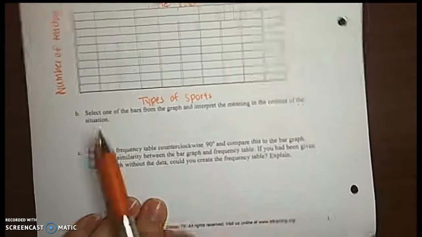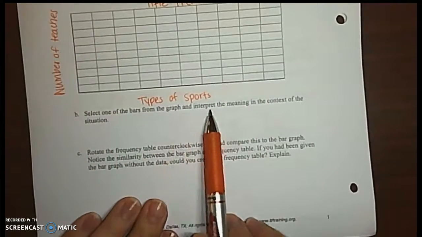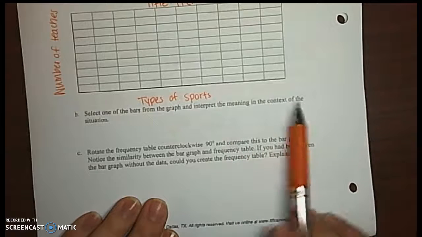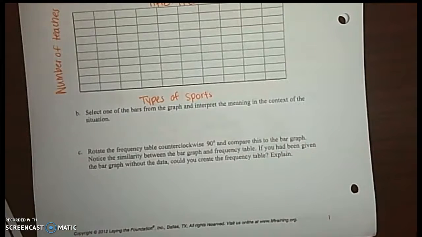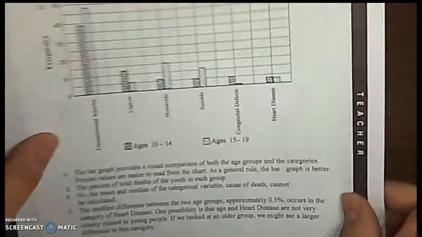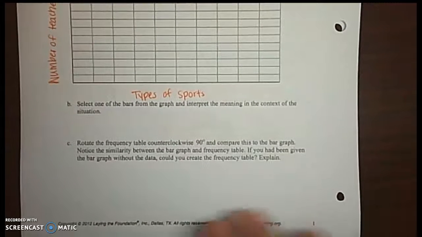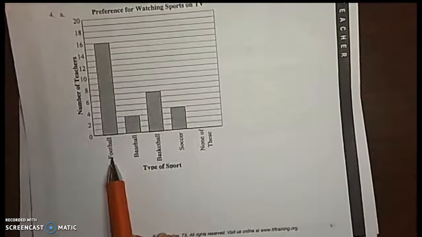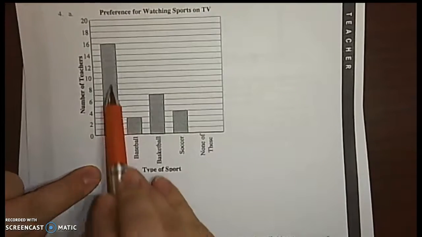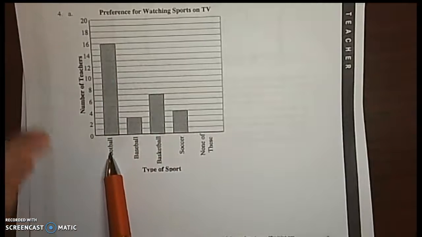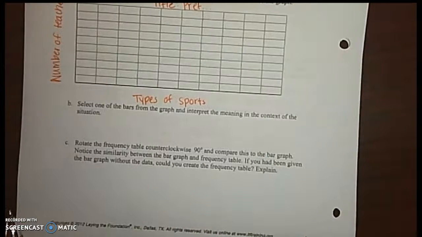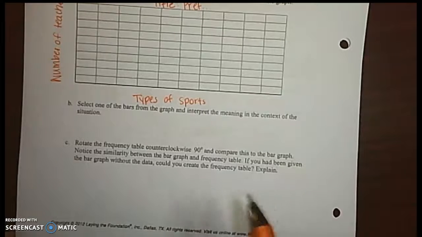So now let's go down and answer B on this section. It says, select one of the bars from the graph and interpret the meaning in the context of the situation. That question is kind of confusing, but all it's really asking you to do is look at a specific bar and discuss what you think that bar means. By looking at the very first bar, we know that these are the teachers that preferred watching football. So that's going to be our answer.